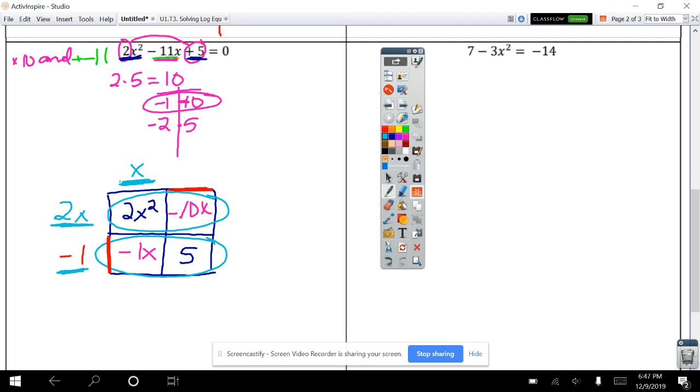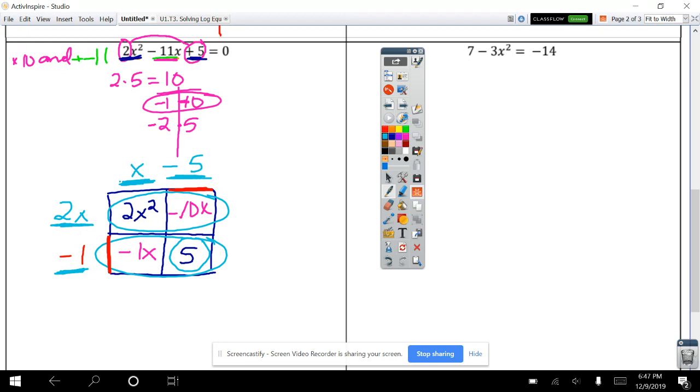Now I can think 2x times what gives me negative 10x. Well, there's already an x, so I need to think 2 times what gives me negative 10. That would have to be negative 5, and that makes sense because I just talked about how I can take out a negative on any side that's touching a negative box. Now I can check that by saying, does negative 1 and negative 5 multiply to give positive 5 down here? Yes, it does. So the whole box checks out.